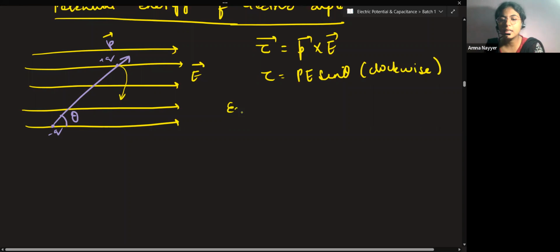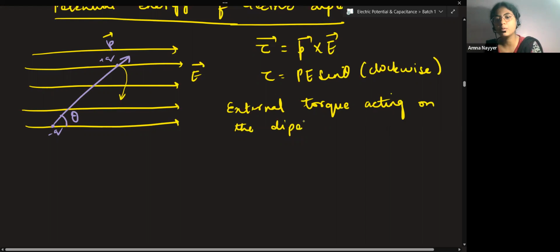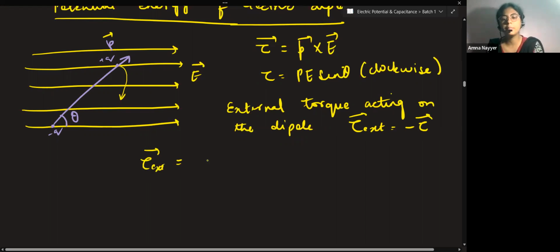Now see, the external torque acting on the dipole. This external torque is what? This is the negative of the internal torque. So the external torque will also be PE sin theta with a negative sign, minus. I'm just writing the magnitude. P is magnitude, E is magnitude.